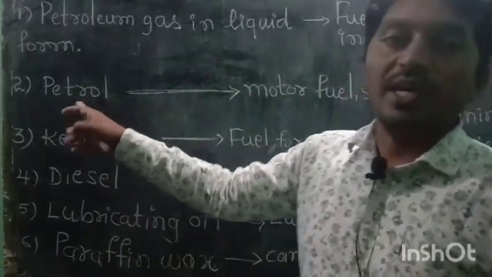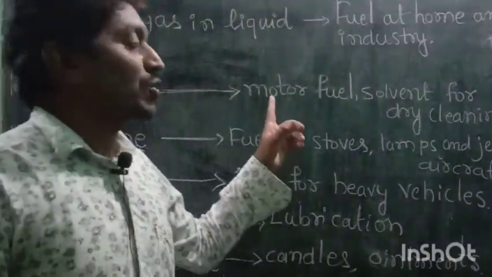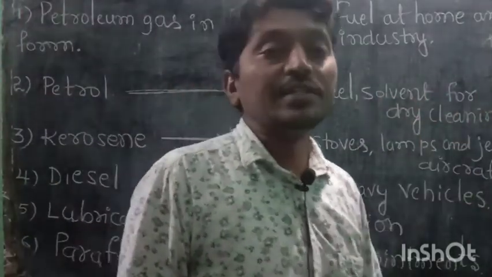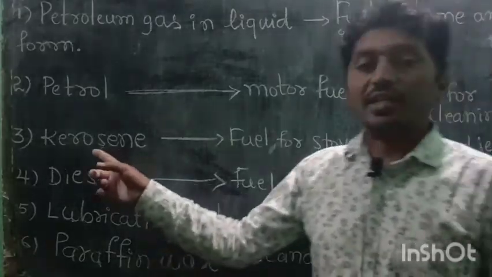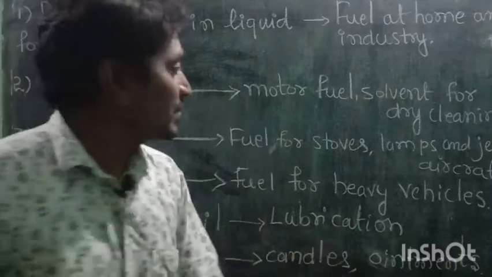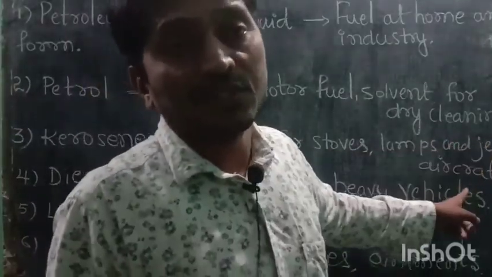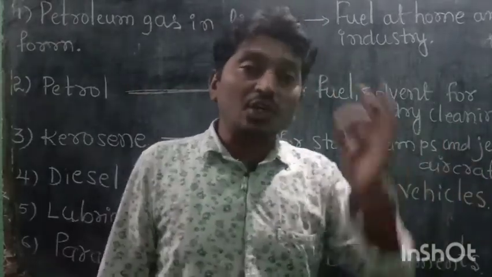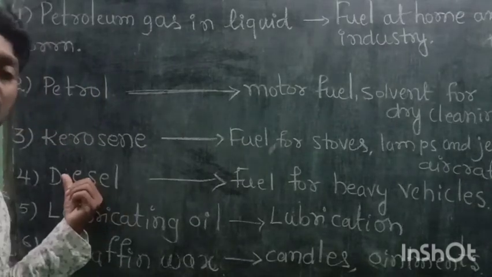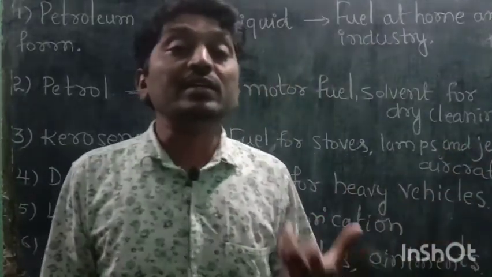Second one is petrol. As you know already, in light vehicles we use petrol as a fuel as well as a solvent for dry cleaning. And third one is kerosene. Kerosene is used as a fuel to light lamps and as a fuel for stoves as well as jet aircraft. And next one is diesel. Diesel is mainly used as a fuel in heavy vehicles, right?